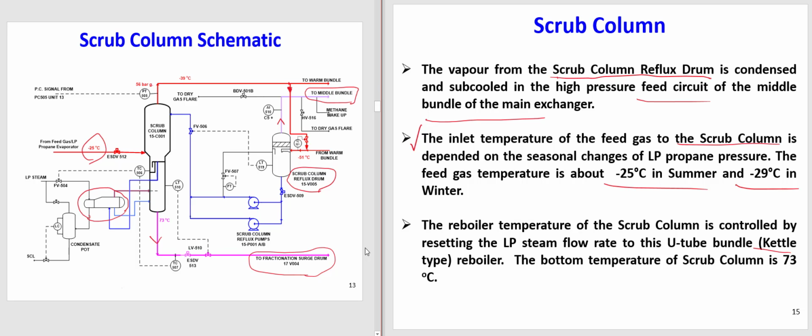So we have something like a distillation column. We are separating heavy molecules from light molecules. So here we use a reboiler, like in a distillation column. The reboiler temperature of a scrub column is controlled by resetting the low pressure steam flow rate to the U-tube bundle of the reboiler.